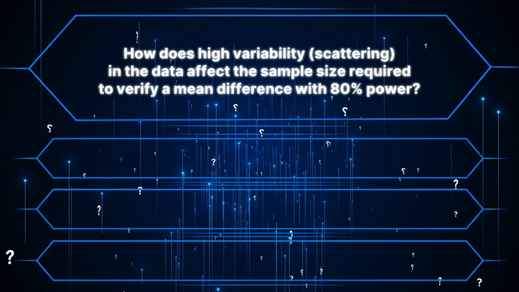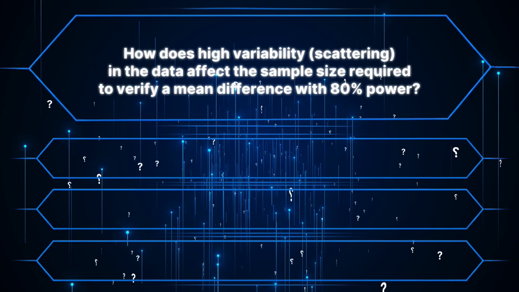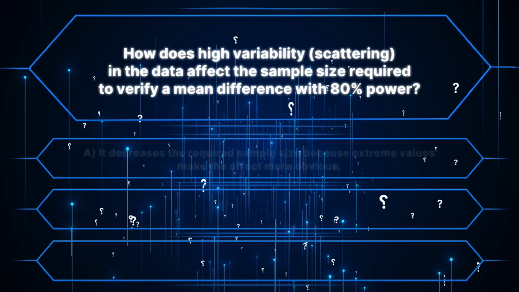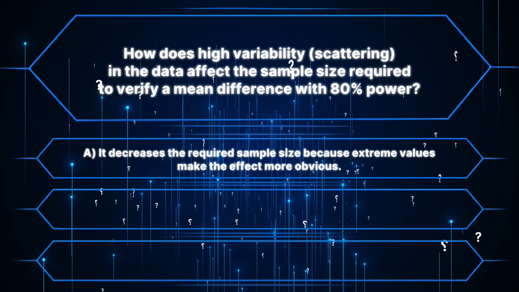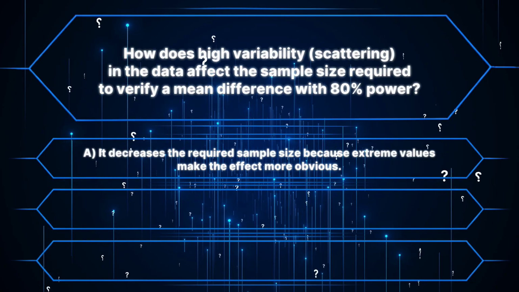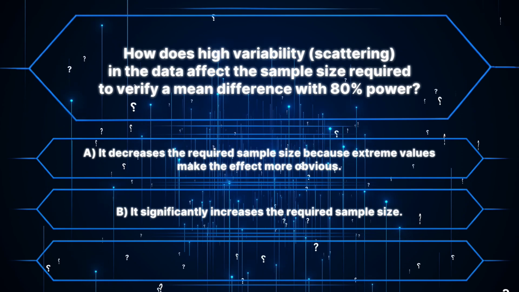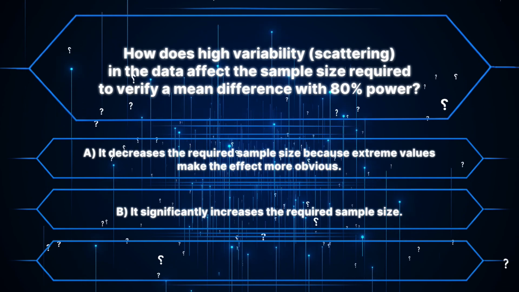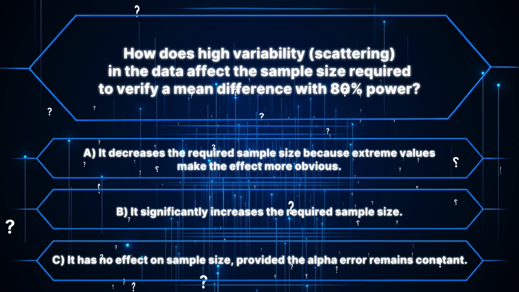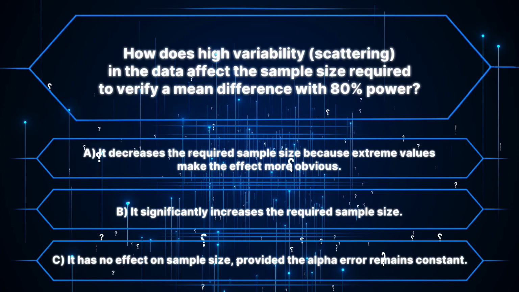How does high variability in the data affect the sample size required to verify a mean difference with 80% power? A. It decreases the required sample size because extreme values make the effect more obvious. B. It significantly increases the required sample size. C. It has no effect on sample size, provided the alpha error remains constant.